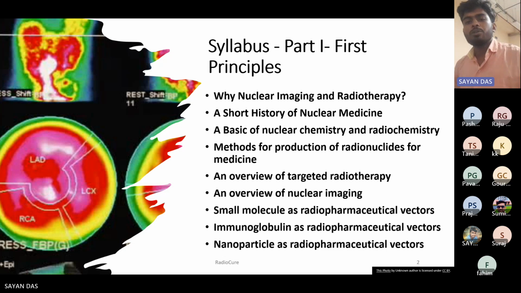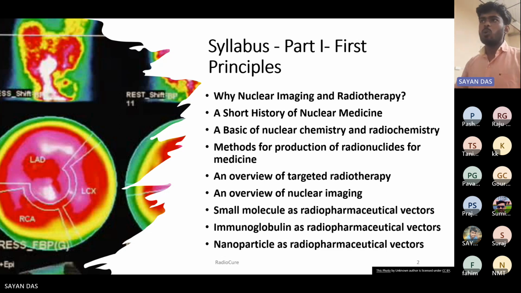Then an overview of targeted radiotherapy, meaning targeted nuclear medicine therapy, so whatever nuclear medicine therapy is there, a basic overview, and an overview of nuclear imaging. Then we will describe small molecules as radiopharmaceutical vectors. Then we will start describing immunoglobulins as radiopharmaceutical vectors, because nowadays radioimmunotherapy is also a very hot sector. Bexxar, Zevalin, all those things are there. They are injecting them, so that will be described in those classes. And nanoparticles as radiopharmaceutical vectors.